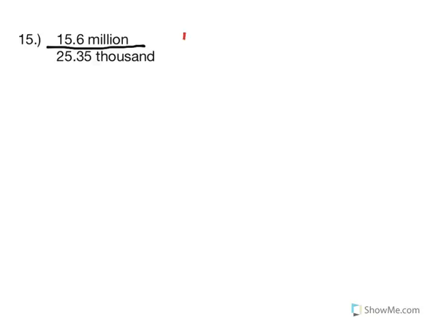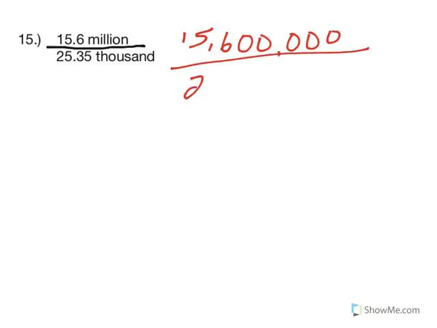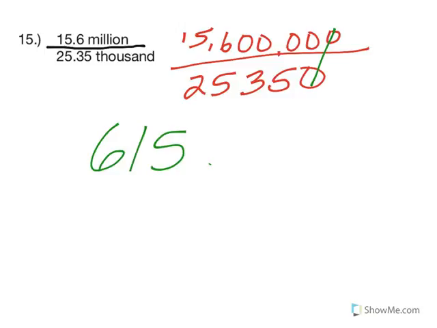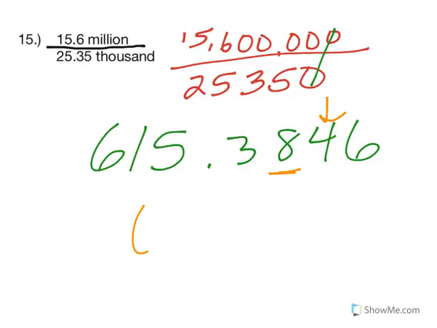Okay, so let's go. Million is 6, so 1, 2, 3, 4, 5, 6. And again, 1,000 is 3, so 25 and then 3 places, 1, 2, 3. Take that answer. Again, we could chop off a 0 if you want, but when you divide, you get 615 and then a bunch of decimals. Round to the nearest hundredth. 4 rounds down, so 615.38.